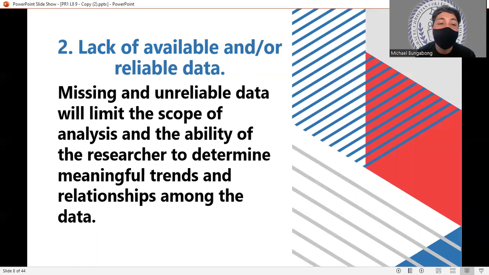Alright? Secondly, we have the lack of available and or reliable data. So missing and unreliable data will limit the scope of analysis and the ability of the researcher to determine meaningful trends and relationships among the data. You could have avoided this if you knew the certain boundaries. You could have avoided this from happening if from the very beginning you already determined your topic, because there are a lot of considerations. Maybe your topic is too narrow, or maybe your topic is too broad.